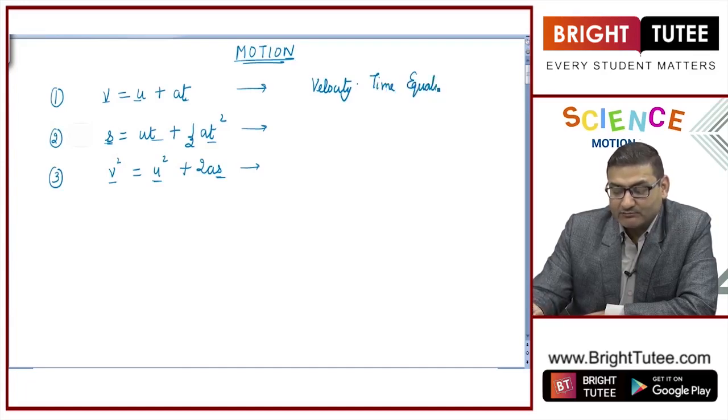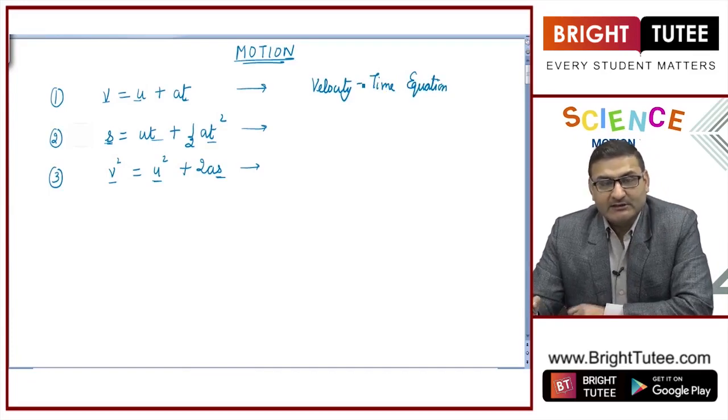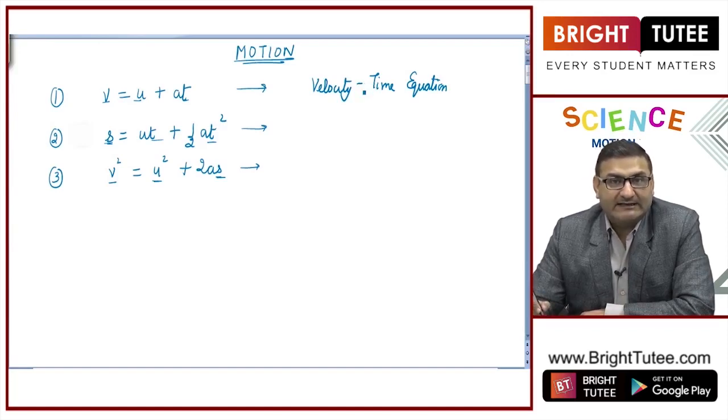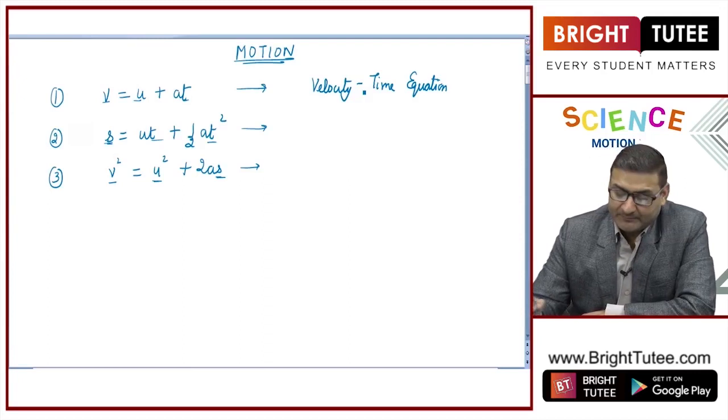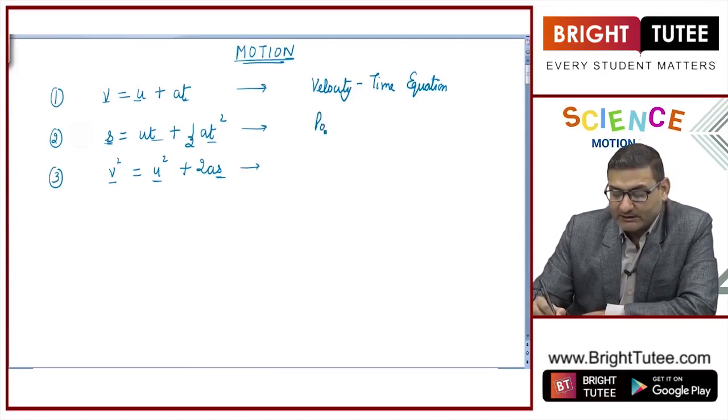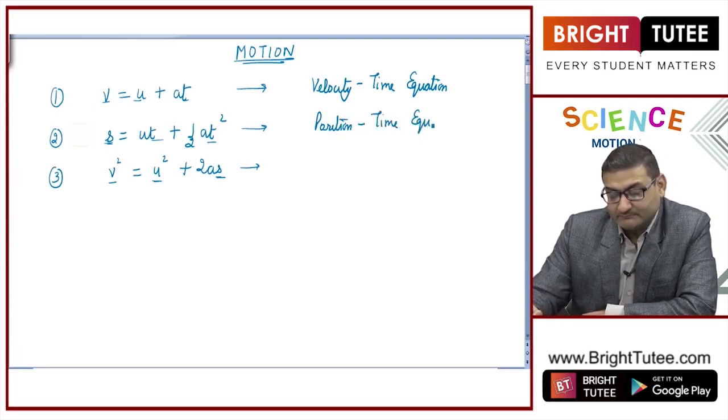This is very important, students, because in the examination you probably won't get the words "first equation of motion". You will be asked to derive the velocity time equation. So when the examiner asks about the velocity time equation, indirectly they are asking about the derivation of the first equation of motion. Similarly, the second equation of motion is also known as the position time equation, and the third equation of motion is also known as the position velocity equation.